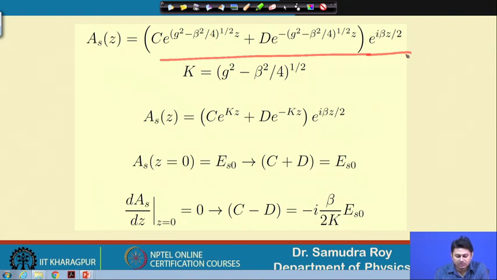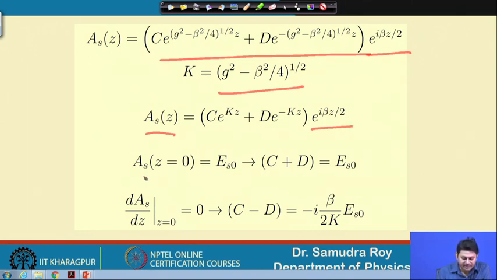So, in this solution, I again replace the variable to make it more compact with another variable. I write g square minus beta square divided by 4, whole to the power half, as k. So, my A s is now c e to the power k z plus d e to the power minus k z, times e to the power beta z by 2. So, this is the way the signal is going to evolve.